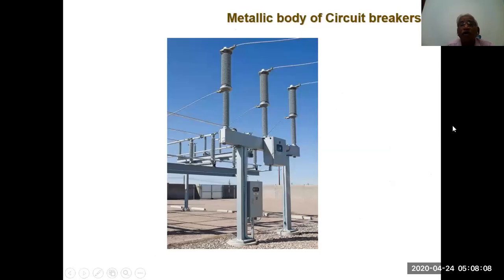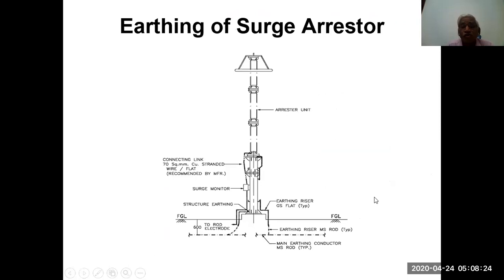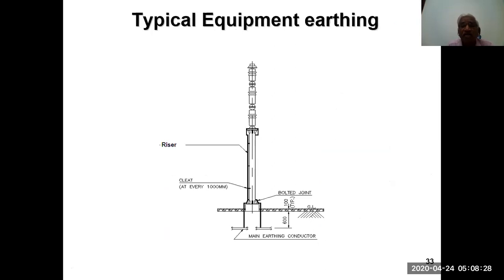And where the operator is standing below that, an auxiliary earthmat is also provided and connected to the system again. Now, the metallic body, in case there is a circuit breaker and other equipment, the bottom of the body has been earthed. See that. This is the earth connection, one on this and another one on this. Now, earthing of a surge arrestor is also the same thing in this case.